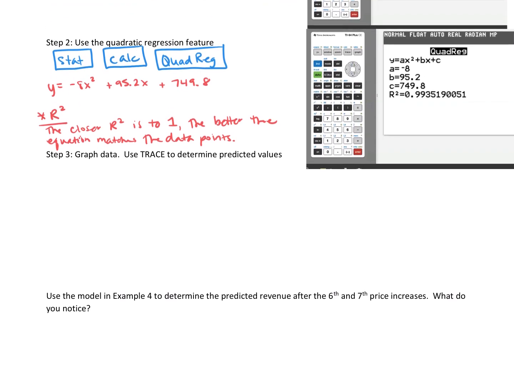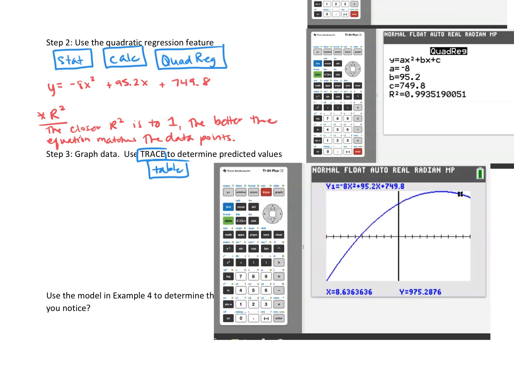All right, step 3, graph the data, use trace to determine the predicted values. I am going to add in, you can use trace or the table. And let me show you how that works. So to find the predicted revenue after the 6th and 7th price increases, we can use our trace.